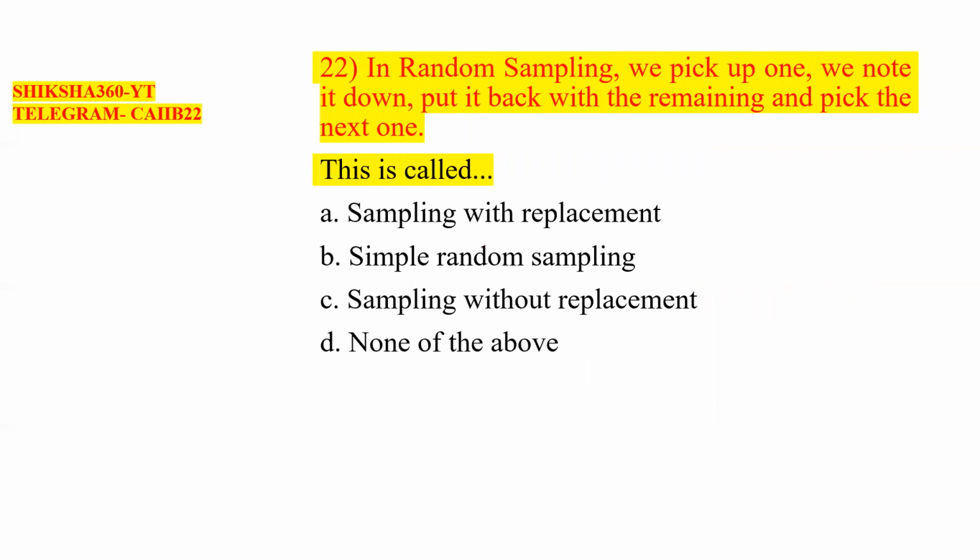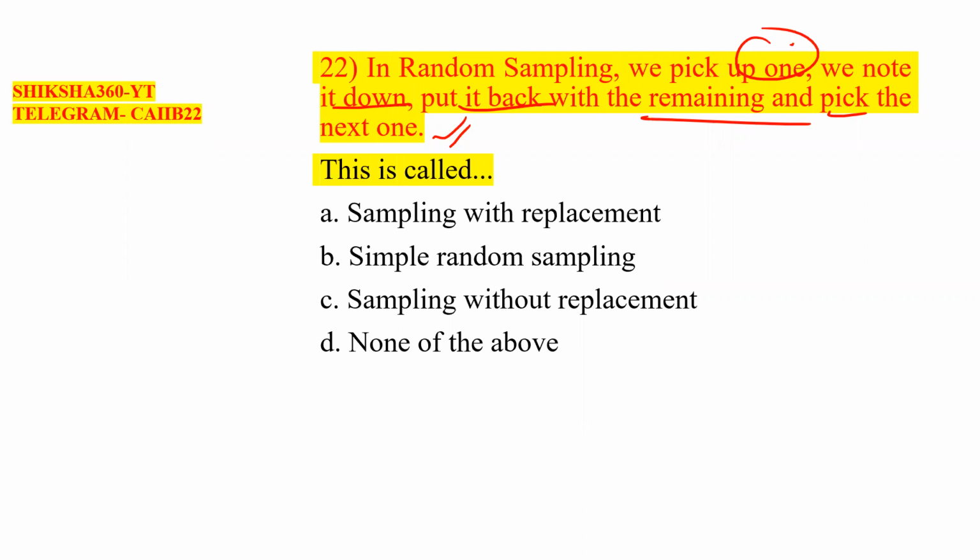So basically, in random sampling, we pick up one, we note it down, and put it back with the remaining and pick the next one. So this is called: sampling with replacement, simple random sampling, sampling without replacement, or none of the above?